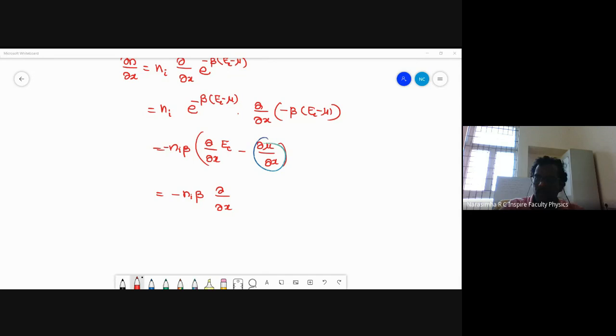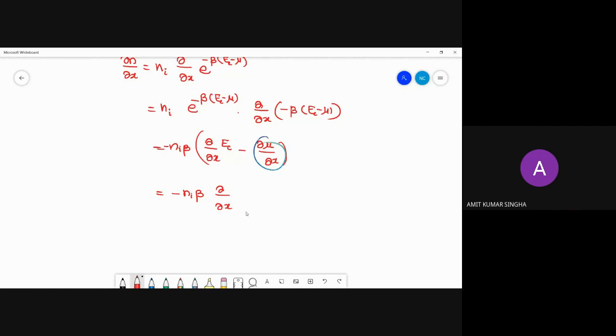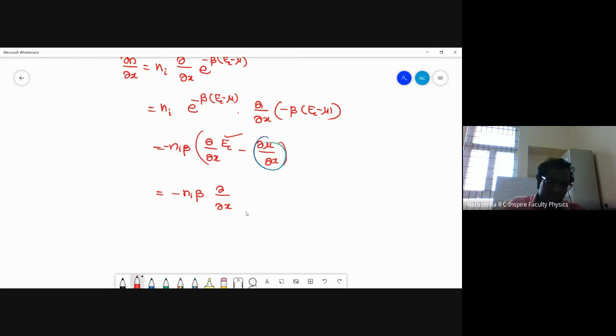Amit? Yes, sir. What is EC here? EC is the conduction band energy. Conduction band energy of an electron, right? So how can you write down this energy? Maybe let's say, can I write the energy as E times V? Let's say this is the potential gradient. Yes, sir. So let's say this is the applied potential due to the external field.